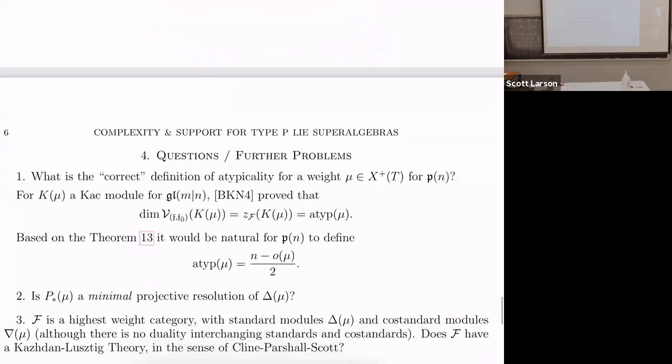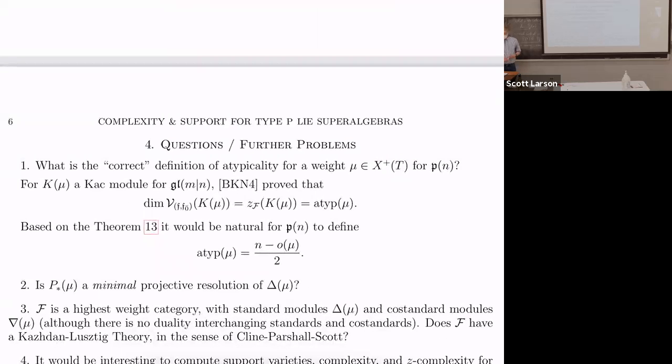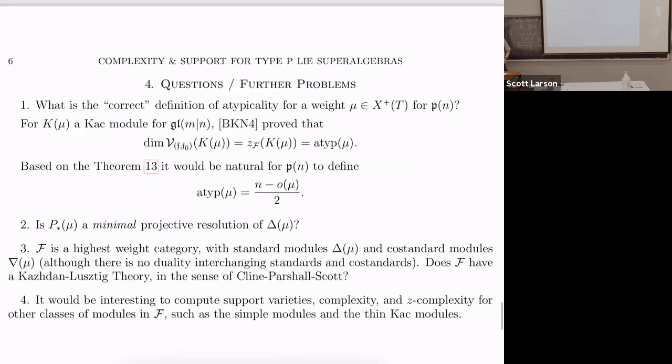So, no idea. Question 4 is, can we compute the support variety for some other kinds of interesting modules, like a simple module, or even big cat modules? We have no idea how to do that. In GLMN, we really heavily use the duality to get control of these other families of modules. We don't have the duality here, the transpose dual, and so we have no idea how to do that. So that would be really interesting.